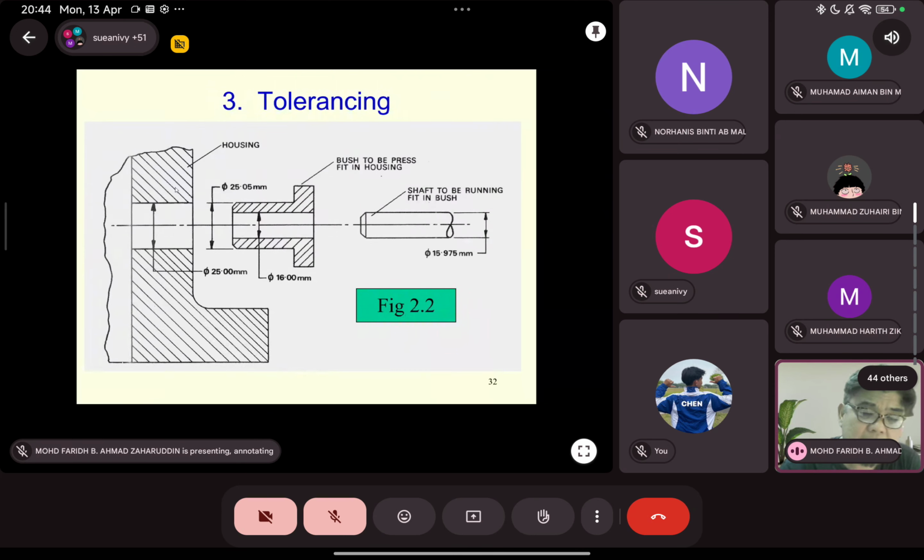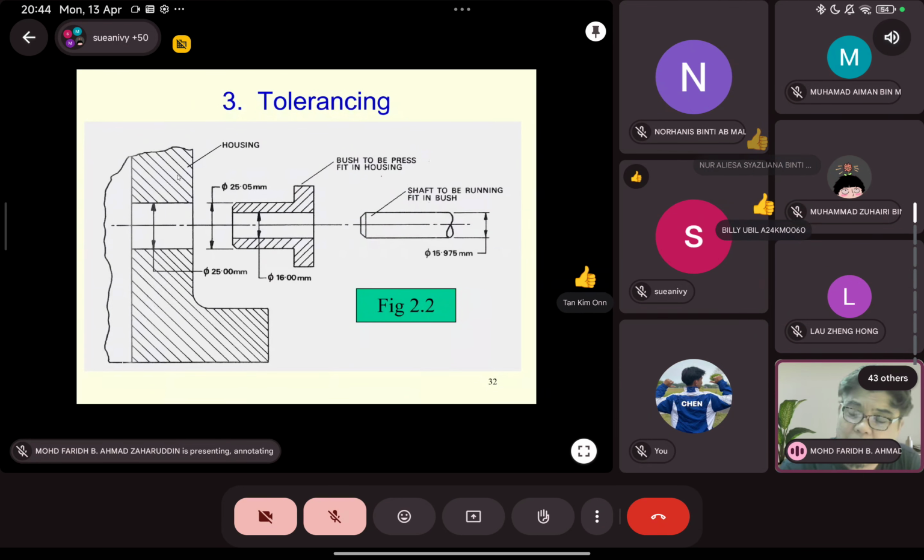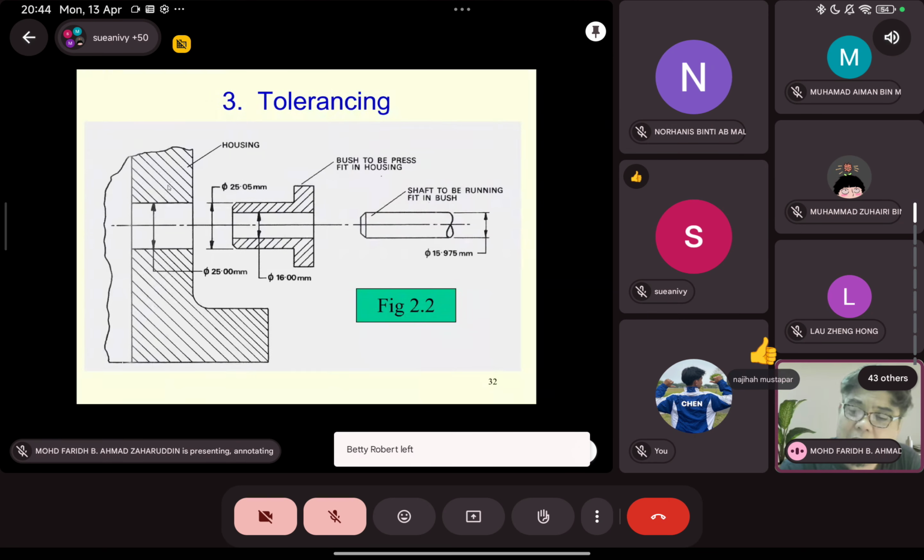Can you see my cursor? Can you see the cursor? Where is everyone? Can you see my mouse cursor or not? Yes, Doctor. Okay, thank you for the response.